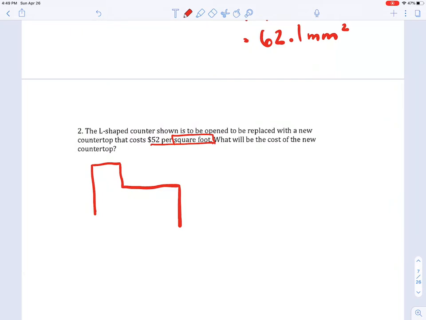So it's an L-shape. It shows on here that all of the angles are 90 degrees, right angles. They all have that box on them. 3 feet, 2 feet, 3 feet, and 10 feet.